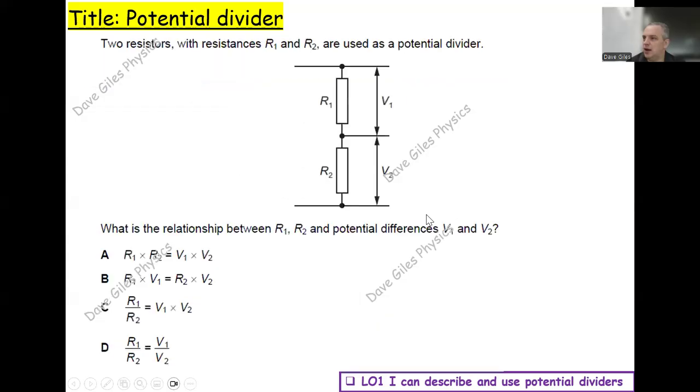Next question, and this is the final one. Two resistors, resistance R1 and R2, are used as a potential divider. What's the relationship between R1, R2, and the potential differences V1 and V2? The relationship is they are directly proportional to each other. R1 over R2 is proportional to V1 over V2. It's the equation I gave you earlier. So the answer is D.